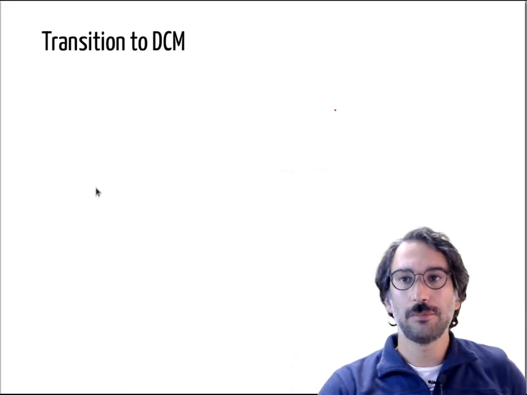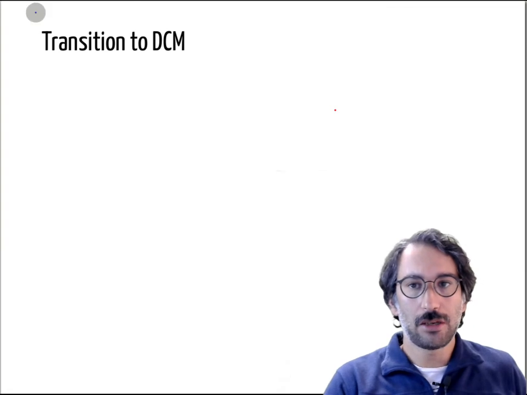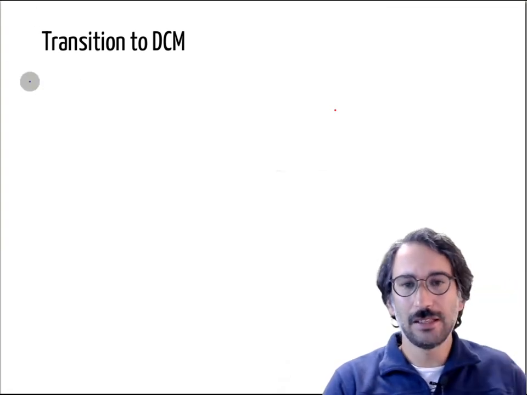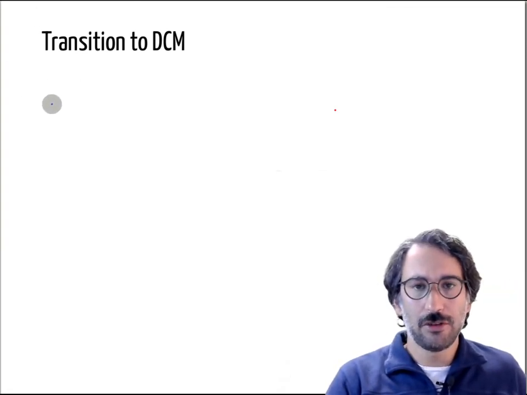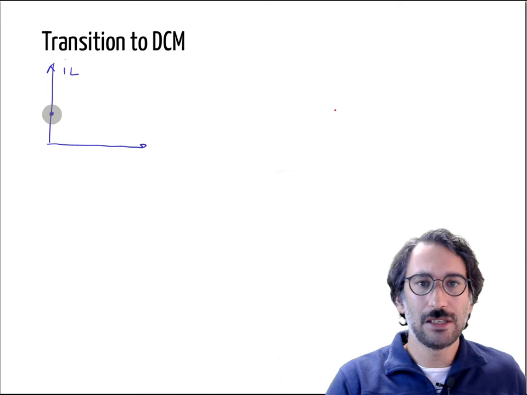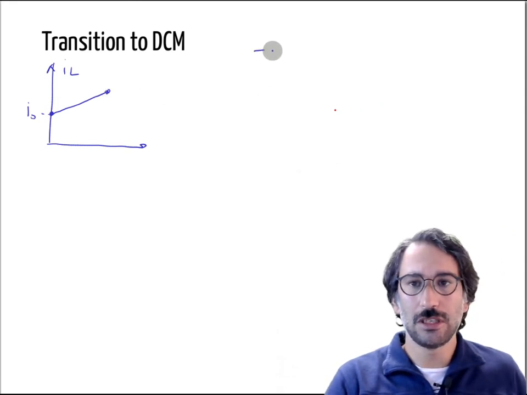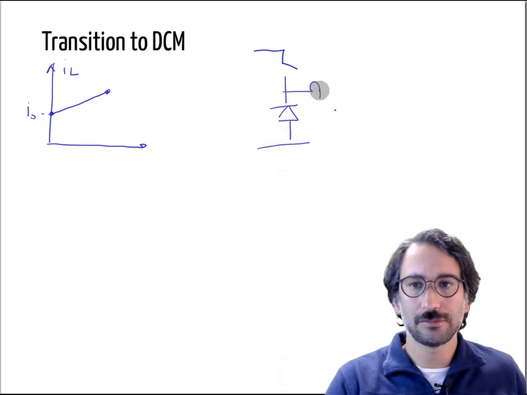So in the previous video we talked about the basics of the buck converter, and in that analysis, if you recall, we assumed that if this is the inductor current, it starts with a non-zero value. Let's call this I0. Then it goes to some maximum value. Let me draw the circuit here as well.